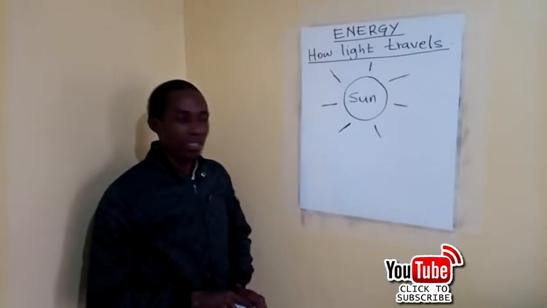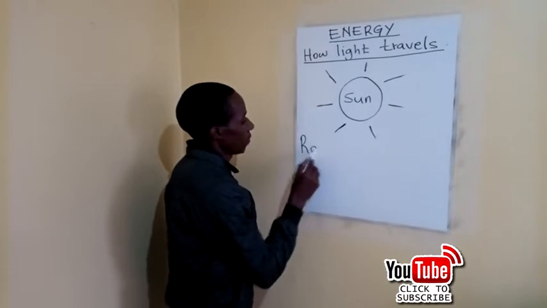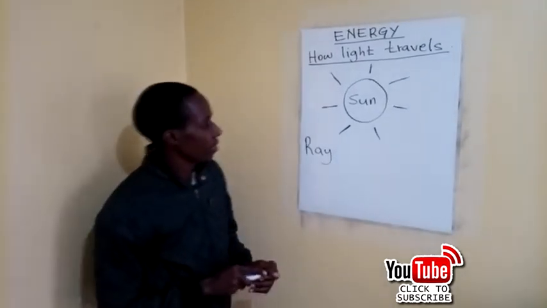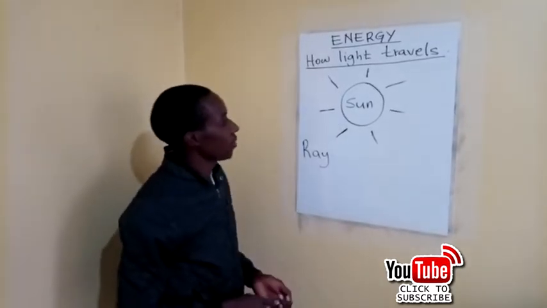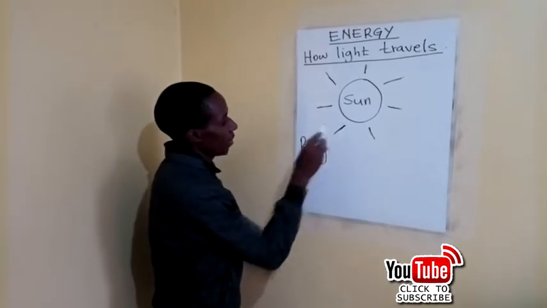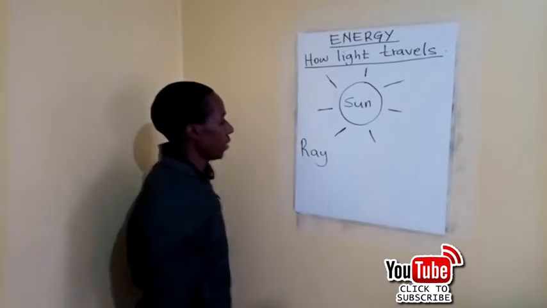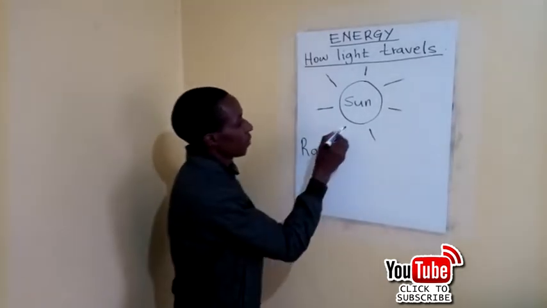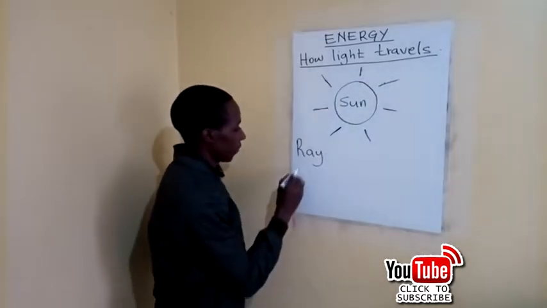Now somebody can ask you, what is a ray? A ray is just a path that light from the sun travels. This path that the light from the sun uses is what we call a ray. Meaning, we have rays. So many rays from the sun, we call them a beam.